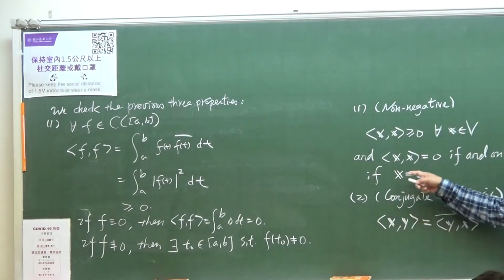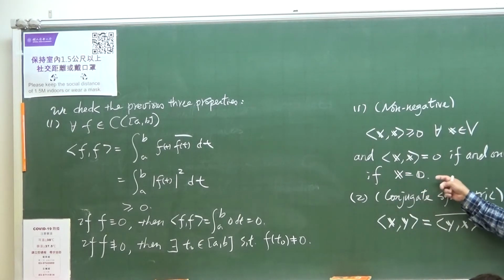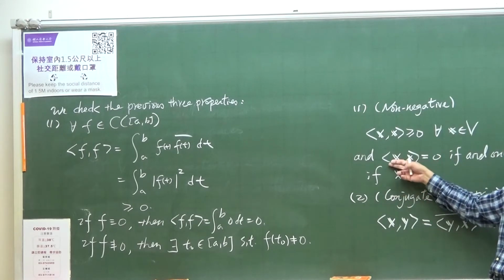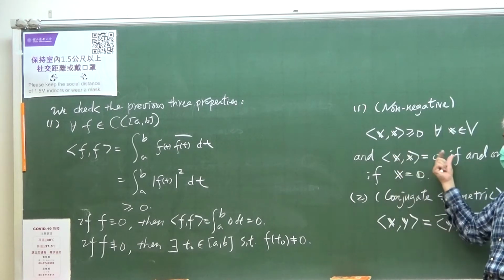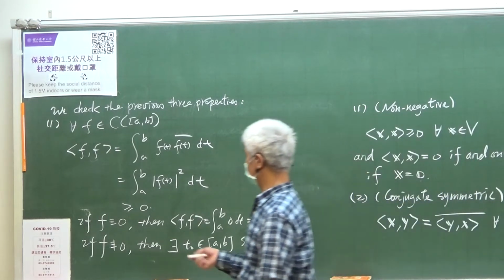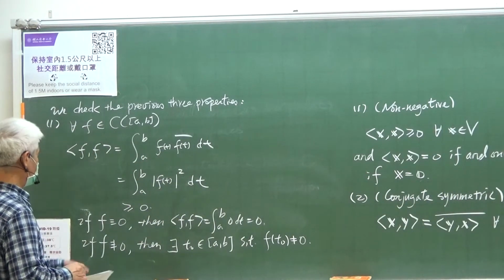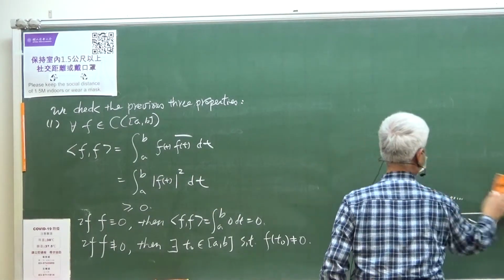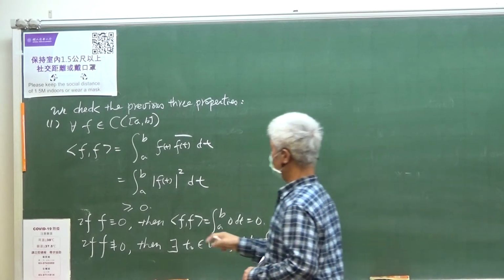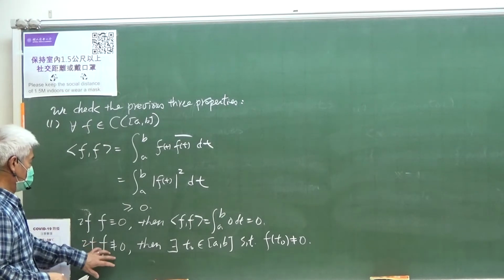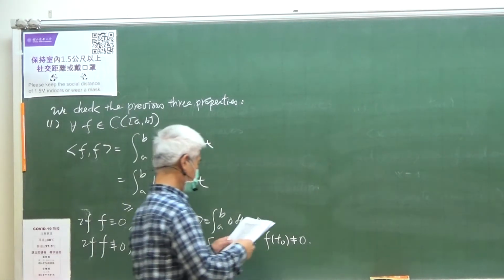Okay? So we have to show that we already showed if f is 0, then the integral is 0, but we have to show if the integral is 0, then f must be a zero function. So we use the contrapositive property. Okay. Alright, so if f is not 0, we have to show that its inner product is not 0.